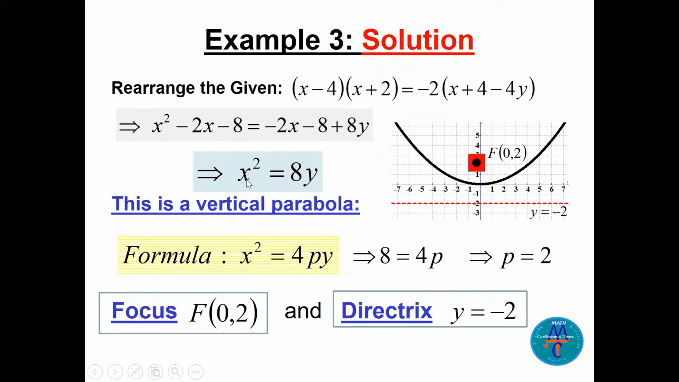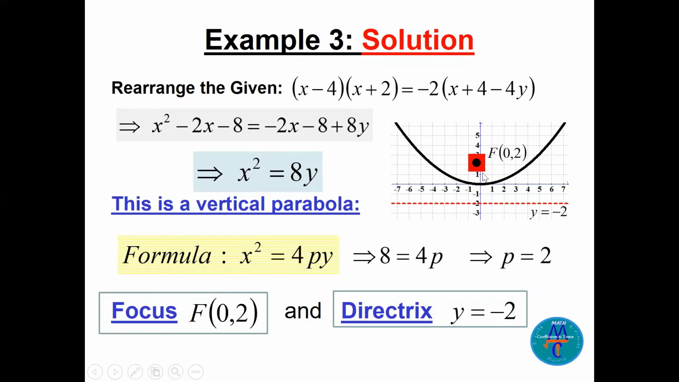See, that's the equation now. Just go to the formula. This is a fixed formula: x squared equals 4py. If you compare this with this, x squared is the same, y is the same, 8 is 4p. So I put 8 equals 4p. So p will be 2. Positive, that means it opens upward.